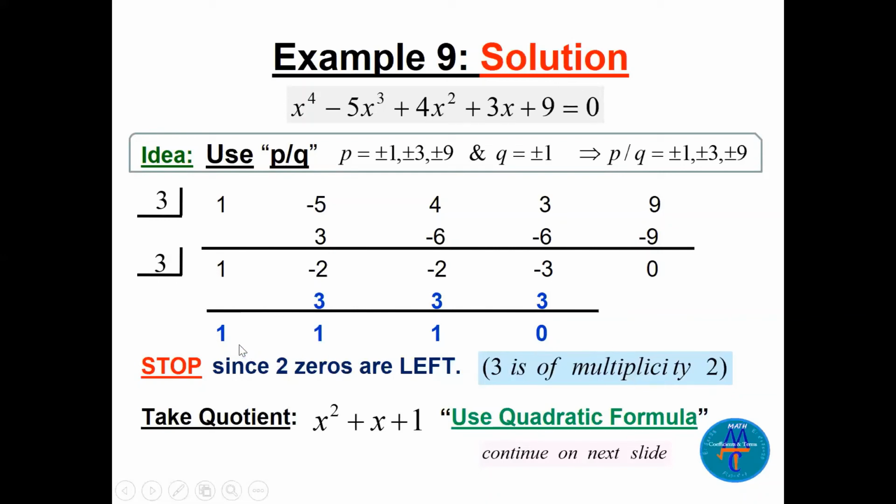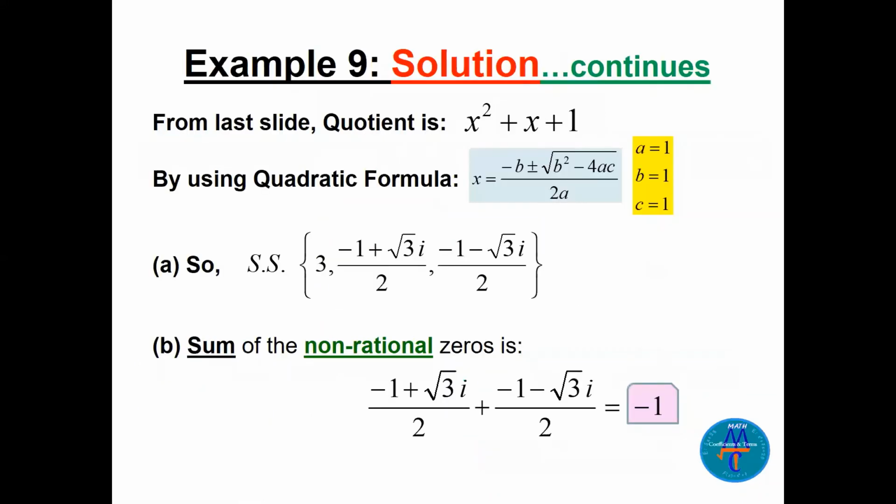So I can take the quotient x squared plus x plus 1. On the next slide, I find a is 1, b is 1, c is 1. So use the quadratic formula, and these are the solutions. Now, 3 is rational. This is complex. Maybe we have also irrationals in other questions for sure. Some of the irrationals, I take this complex and this complex. Okay. So if you add them here, you get minus 1.